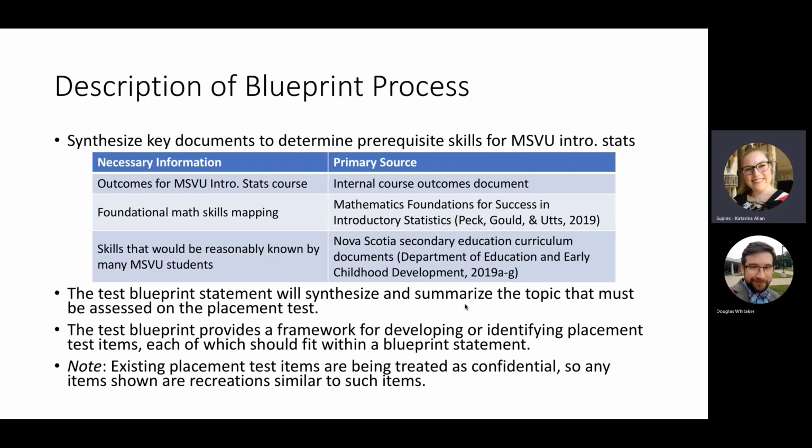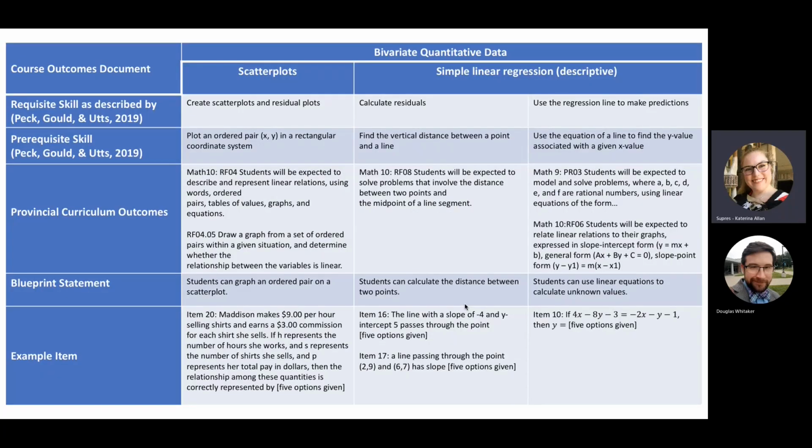We've reviewed internal course outcome documents, the Mathematics Foundations for Success in Introductory Statistics, and Nova Scotia Secondary Education Curriculum Outcomes. Some examples of the process are given on the next slide. Please note existing items are confidential, so the items shown are recreations that are similar to such items. The process of developing the test blueprint is shown from top to bottom on this slide. You can see that it starts from the course outcomes document, moves to the framework, includes the provincial curriculum outcomes, a blueprint statement, and an example item at the bottom.